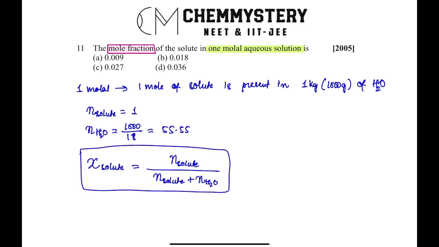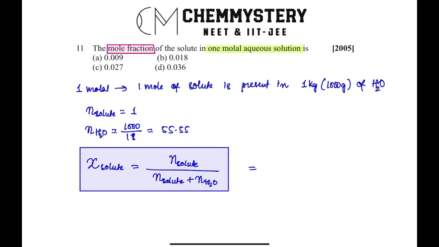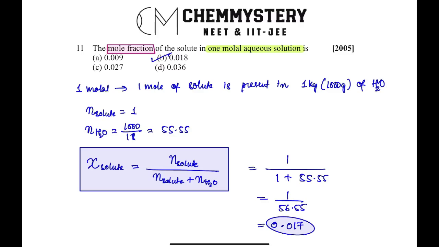Right? Let's substitute everything and find out. Mole of solute is 1, plus mole of water 55.55. How much? 1 by 56.55. This much I am getting. So finally my answer will be 0.017. Okay, 0.017. So this much mole. Can you see this in the options? 0.017 is there, so we'll put it as B. B is the answer for the 11th.